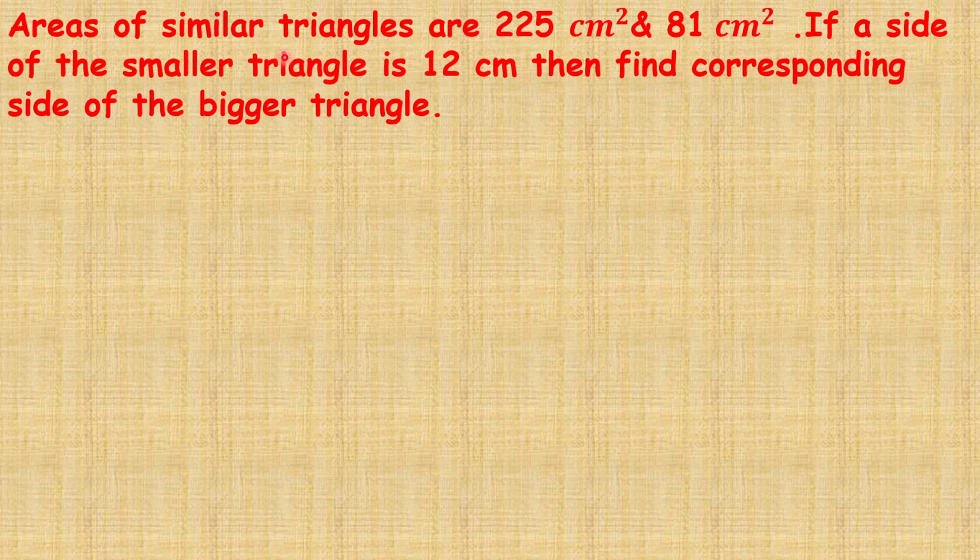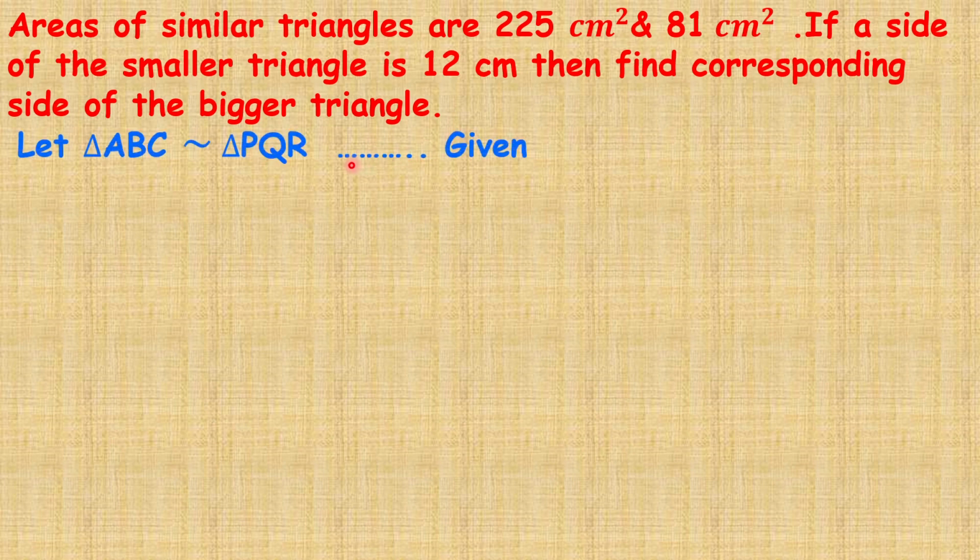Areas of similar triangles are 225 square centimeter and 81 square centimeter. If the side of the smaller triangle is 12 centimeter, then find the corresponding side of the bigger triangle. Here the triangles are similar, given. Their area is given. We have to find out the corresponding side of the bigger triangle.